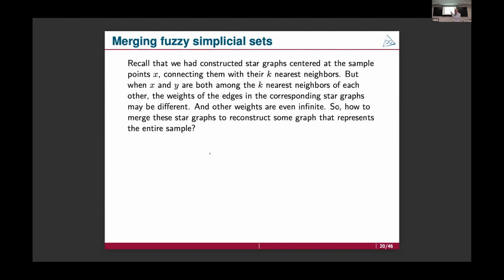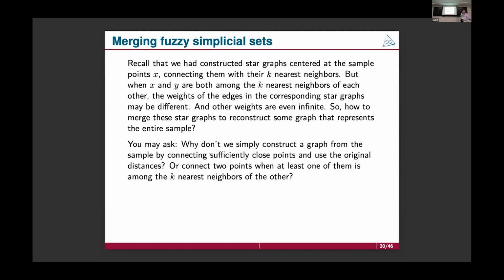We normalize things by the sigma of x that depended on the center. And even if they are both among the k-nearest neighbors of each other, then in the two star graphs, the weights or the distances on the corresponding edge are different. And so we need to merge them again. But now we convert the distances into probabilities, membership strengths, and for probabilities, there are natural ways of merging. Now, it's not unique.